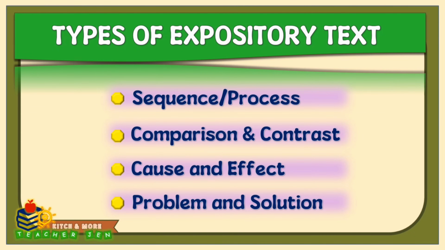Expository texts come in different types depending on how the information is presented. Here are the most common types: sequence or process, comparison and contrast, cause and effect, and problem and solution. We'll explore each of these types in the next part, so stay tuned to learn more.